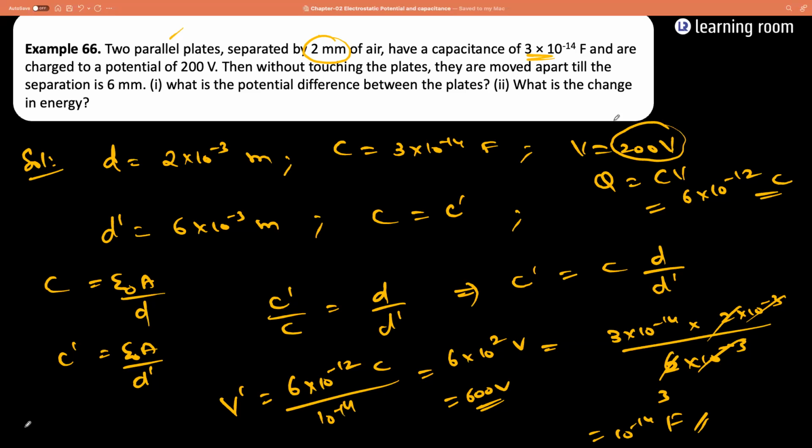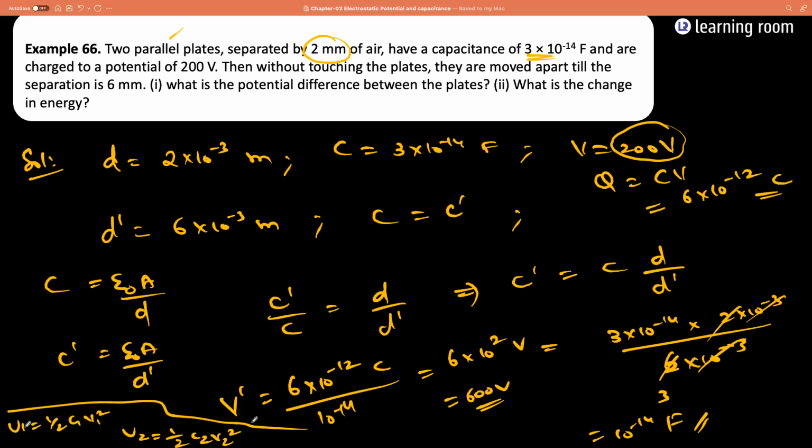So what is the change in energy? How do you calculate the change in energy? Calculate the initial energy. U1 is equal to half C1 V1 square, and U2 is half C2 V2 square. Calculate the difference. That will be the answer.